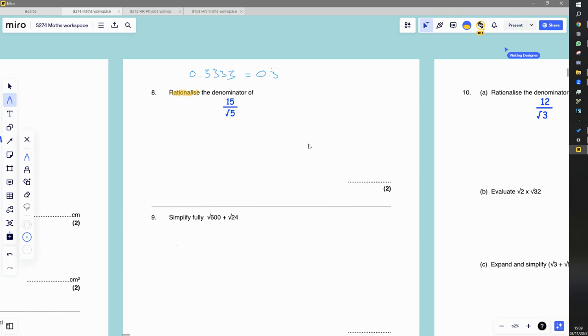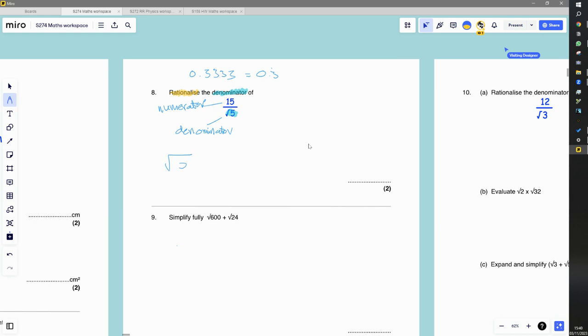And the word denominator, that's the number along the bottom. So when we have a fraction, we have the denominator, and the number on the top we call the numerator. So when we rationalize the denominator, we want to somehow turn this number at the bottom into a rational number.